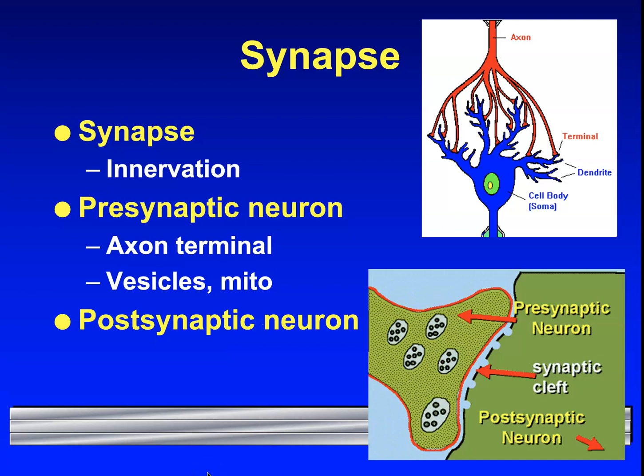Hello, we will now continue on with more parts of the neuron, what they do. We'll talk about the synapse, the cytoskeleton, and the plasma membrane in this one. So the synapse, a lot of action goes on here.